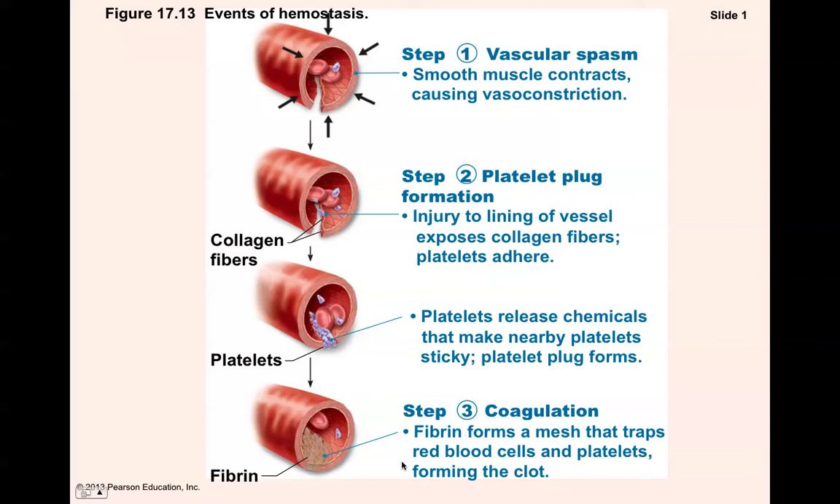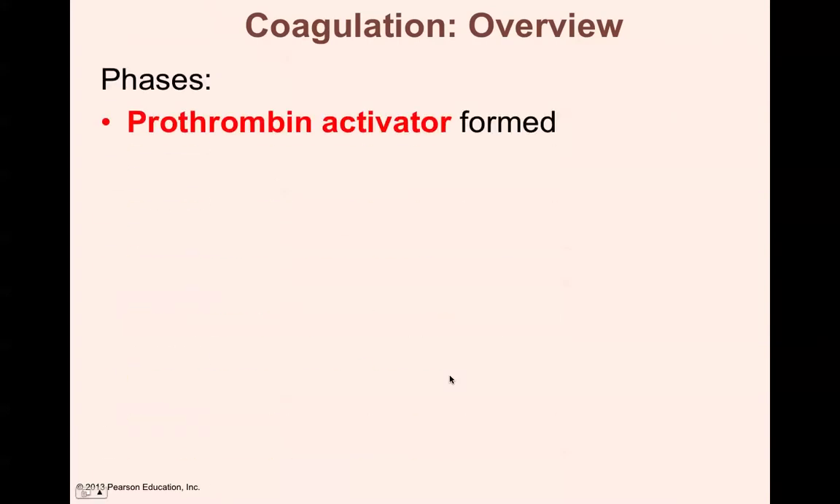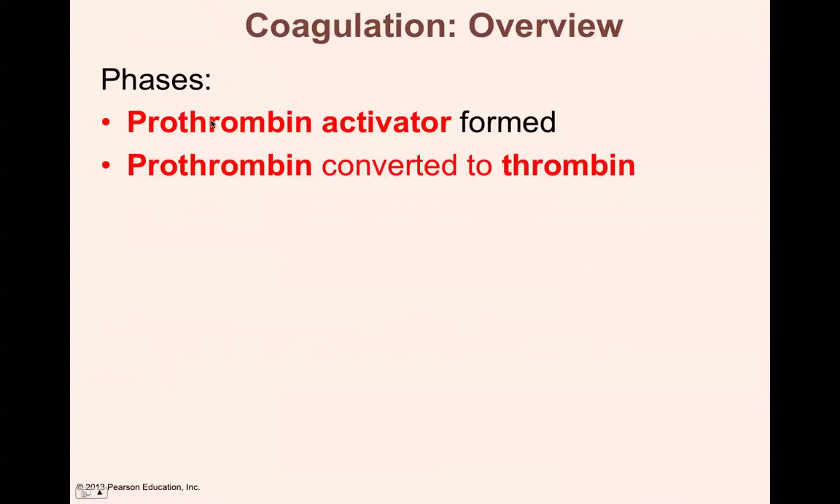And here's step 3, coagulation. The protein fibrin is insoluble. It forms a mesh that traps the red blood cells and platelets, forming the clot. Now there's actually a lot of steps, but I want to give a little summary here. One of the molecules involved is the prothrombin activator that's formed. There is a soluble, inactive molecule present in the blood called prothrombin. It will be converted into thrombin by the prothrombin activator.